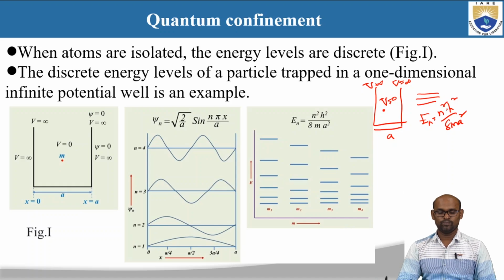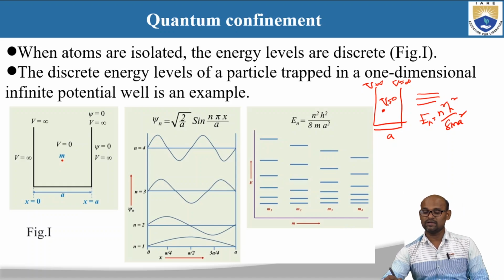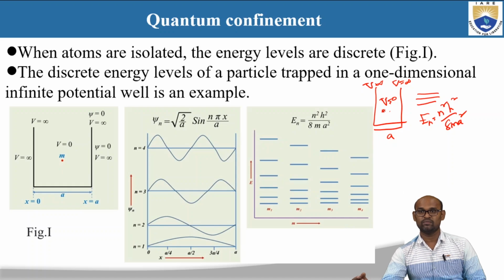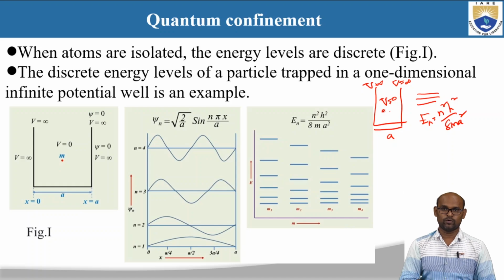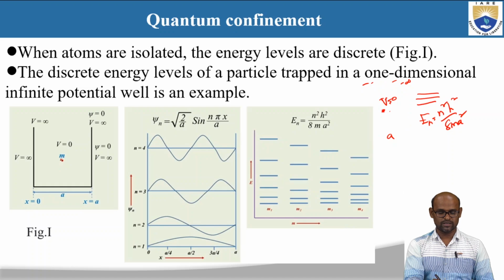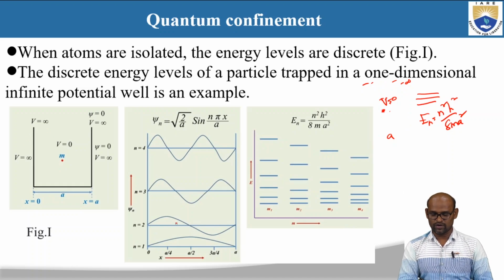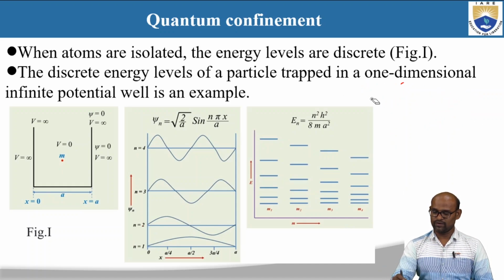So when atoms or particles are isolated or trapped, we find that the energy levels are discrete, and the particle trapped in a one-dimensional potential well is an example. This is given here clearly: this is the potential well, and these are the wave functions at different energy levels, n equal to 1, 2, 3, 4, and these are the energy levels at different n. For different masses, you will have different energy levels because m is in the denominator. So as m increases, the energy levels will decrease as they become closer and closer.